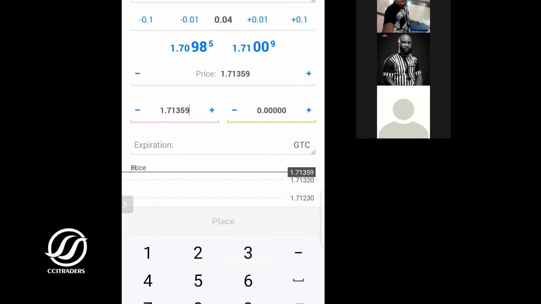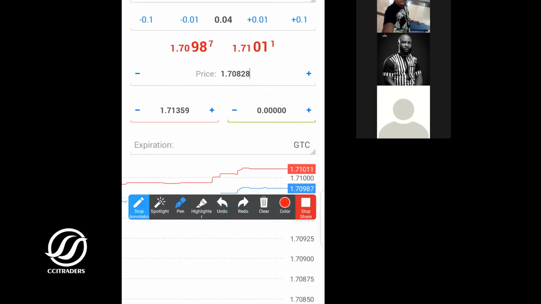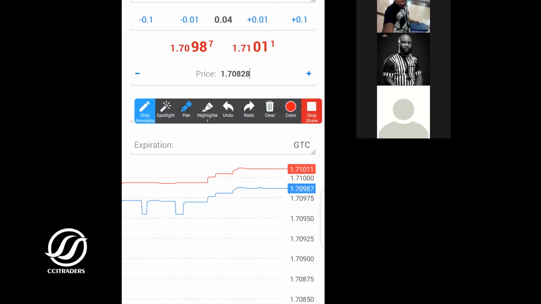1.71359. Yes. So call the 1.70828. Yes. So if you put the stop loss at the entry price and the entry price at the stop loss, the option for place will not highlight. This option will not come up. So that's why I knew that the number you gave me was wrong.